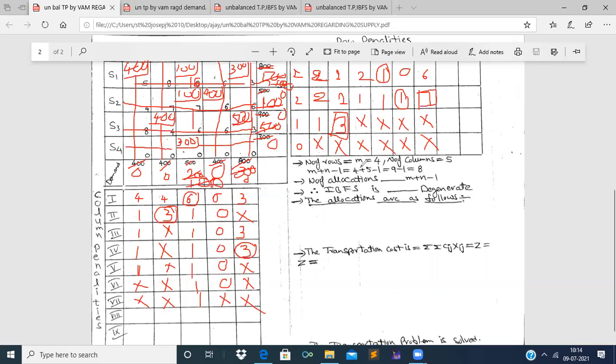Now let us see the number of rows, 4, the number of columns 5. So m plus n minus 1 is 8. 5 is less than m plus n minus 1, that is number of allocations is less than m plus n minus 1. Therefore IBFS is degenerate.